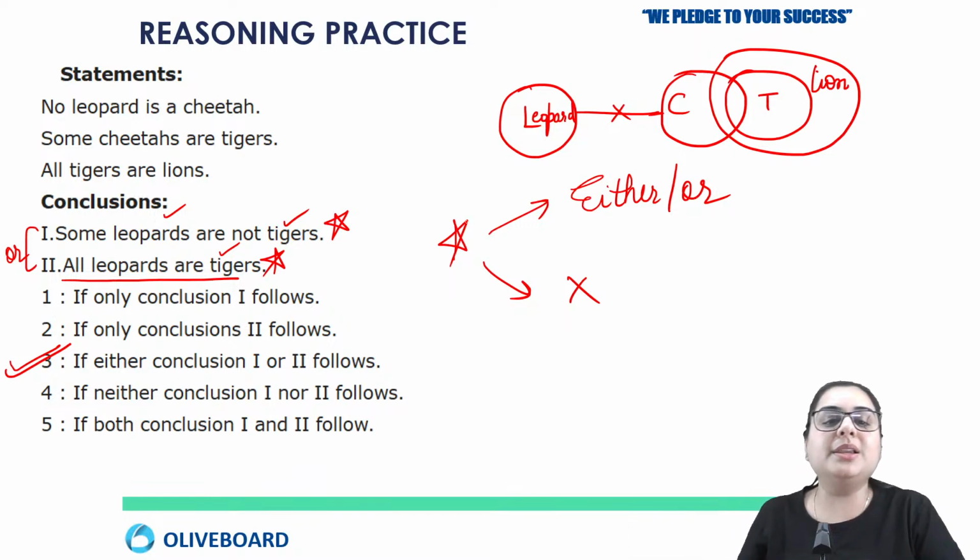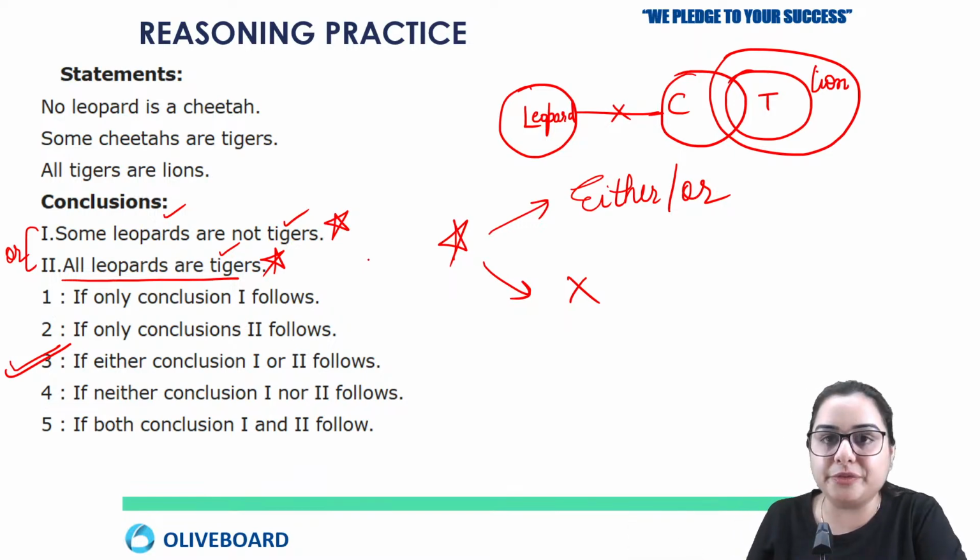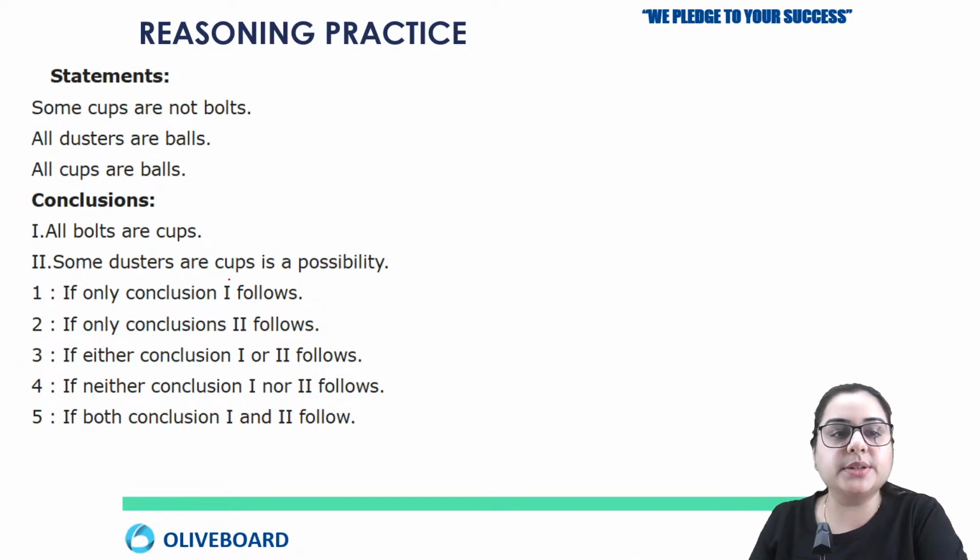Okay. So "all leopards are tigers". These are the doubtful conclusions. So the answer here will be the third one, because between some-not and all we can mark either-or. So I hope this is clear. Okay, now the next question.